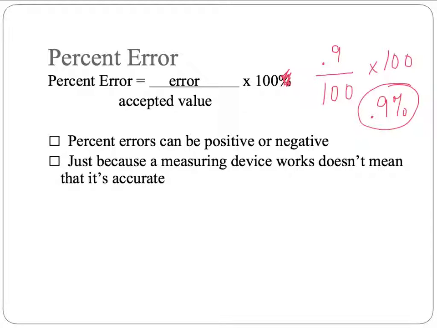Just because a measuring device works doesn't mean that it's accurate. You could have a thermometer that has something wrong with it, or if you try to measure the mass of something, maybe the device is not accurate. Just because you get a result doesn't mean that it's completely accurate, but there's nothing wrong with that. So that's a quick overview of what accuracy, precision, and percent error are.